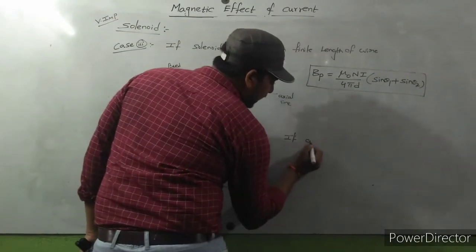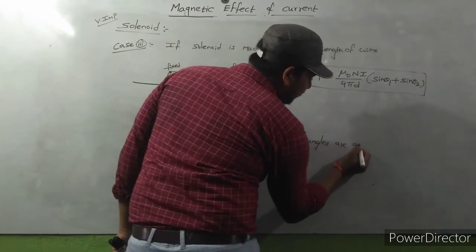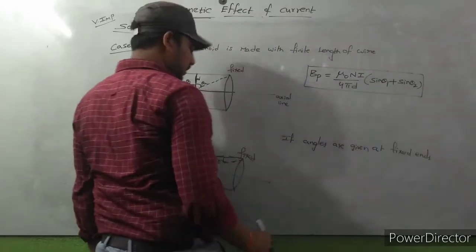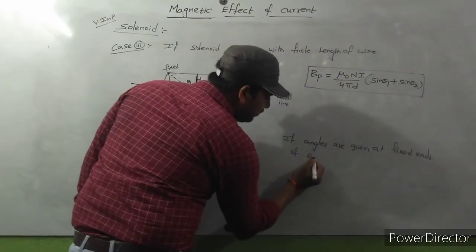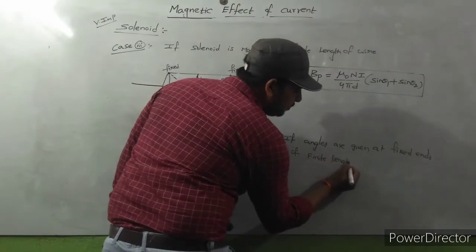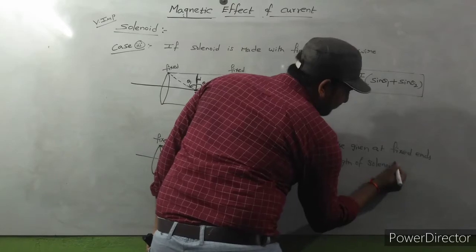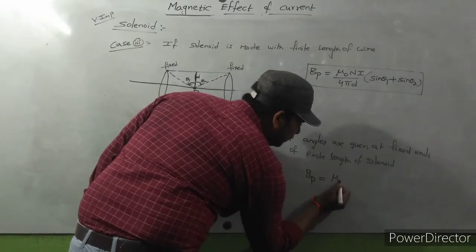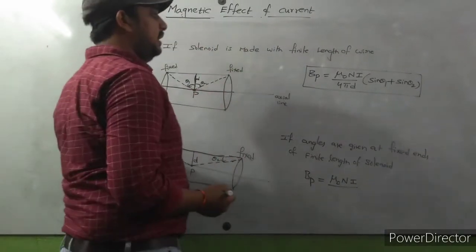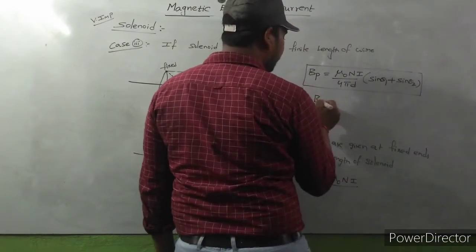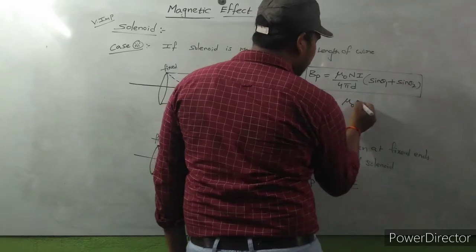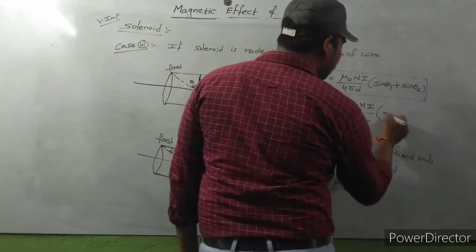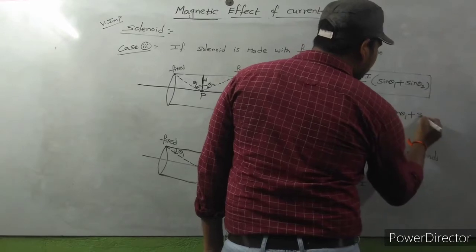If angles are given at the fixed ends of a finite length of solenoid, then the magnetic field at that point P is equal to mu naught n I by 2 into sin theta 1 plus sin theta 2, where mu naught n I by 4 pi D is simply written as mu naught small n I by 2.